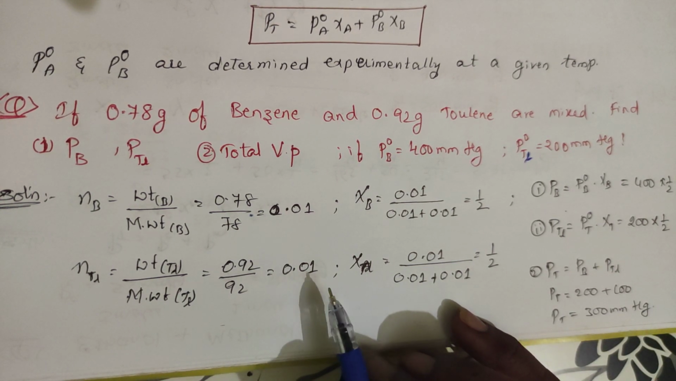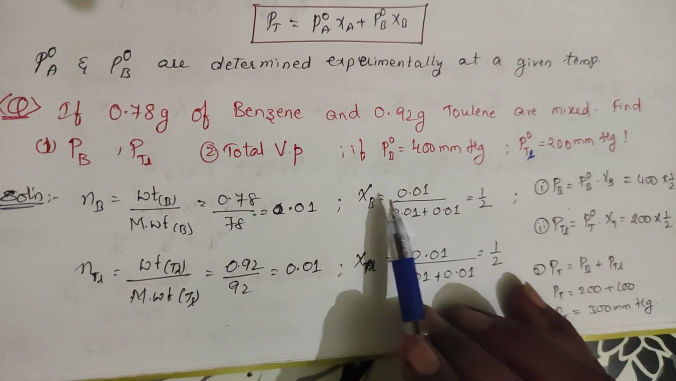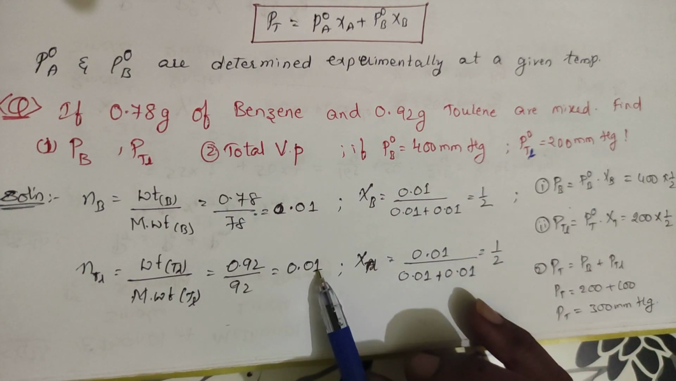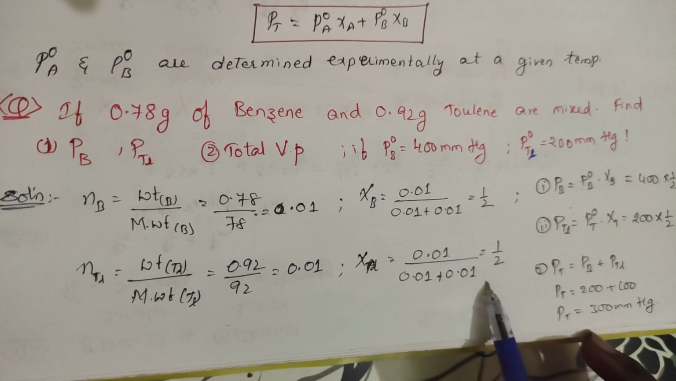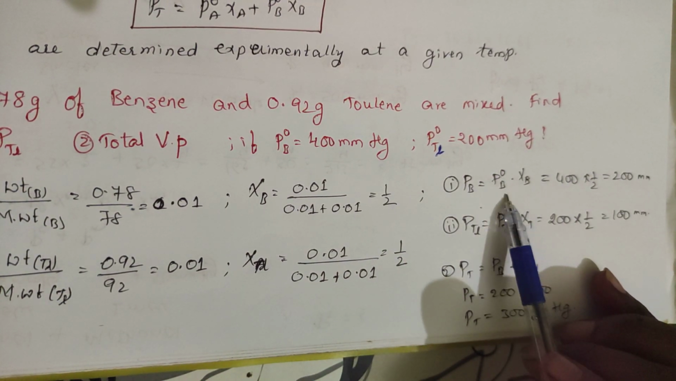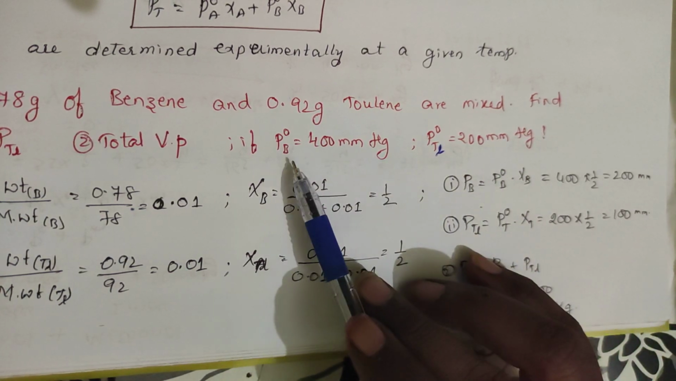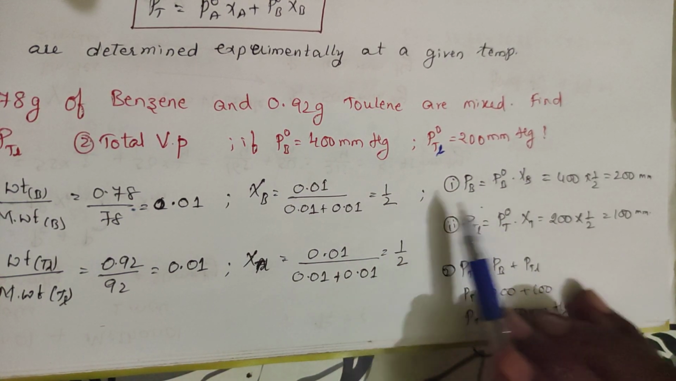Right. Next, if you go for the mole fraction of benzene, what happens? Number of moles of B by total number of moles, so it will be 1 by 2. Mole fraction of toluene: number of moles of toluene by total number of moles, again it is 1 by 2. If you go for the partial pressure of benzene, we know that it is P naught of B into mole fraction of B. P naught of B, that is benzene, is mentioned as 400, into mole fraction of B, 1 by 2, so it will be 200.